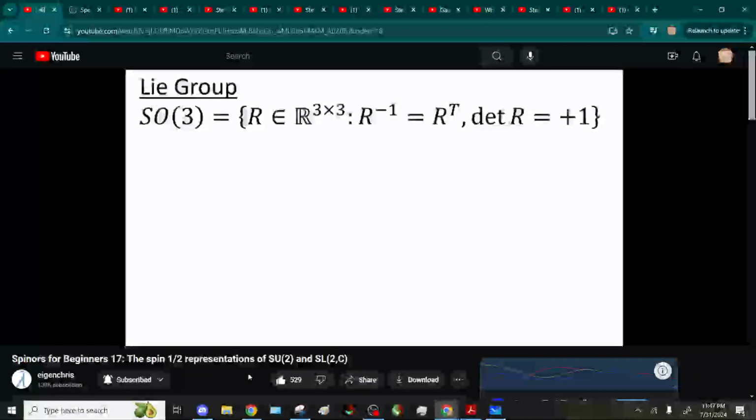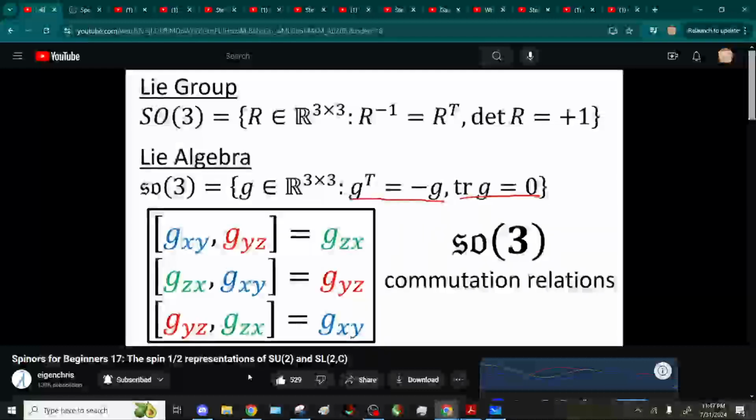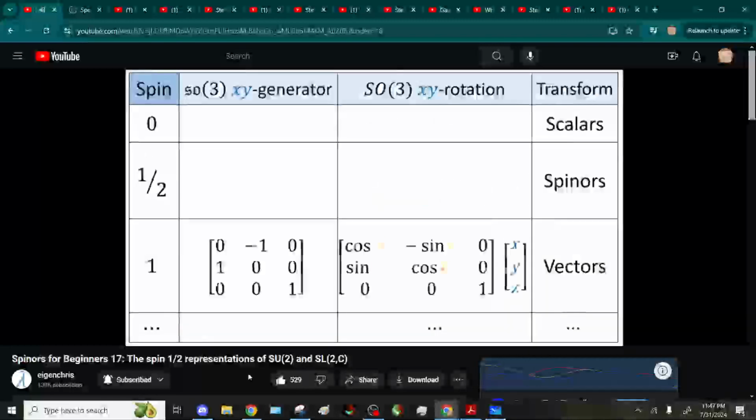The Lie group SO3 is made of 3x3 matrices where the inverse equals the transpose, and the determinant is 1. We found that this group's generators in the Lie algebra SO3 were traceless antisymmetric matrices, and they obeyed these commutation relations here. In the context of Lie algebras, the commutator operation is also called the Lie bracket. We said these matrices belonged to the spin 1 representation of the Lie group SO3 and Lie algebra SO3 because these matrices are used to transform vectors, which are rank 1 tensors.